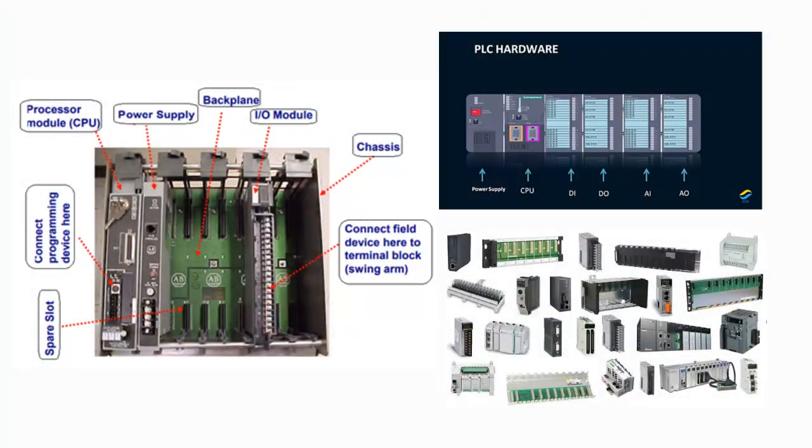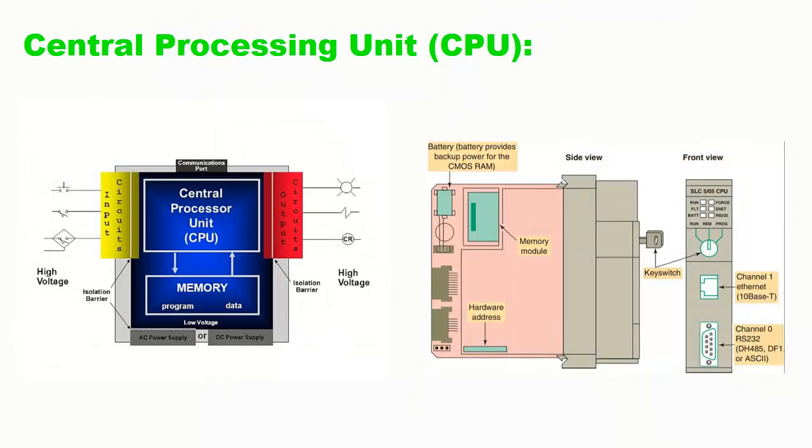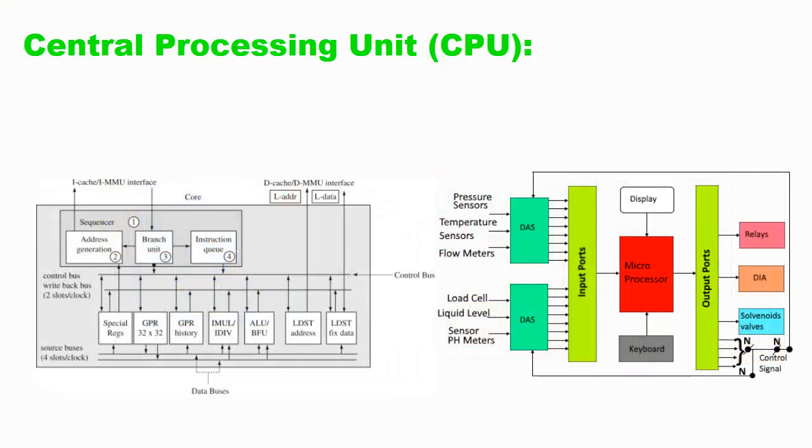PLC hardware consists of several key components that work together to achieve these functions. Here's an overview of the main components of PLC hardware. Central Processing Unit, CPU. The CPU is the brain of the PLC. It processes the program stored in its memory, manages data, and controls the overall operation of the PLC. It executes instructions, manages communication with input and output devices, and makes decisions based on the programmed logic.